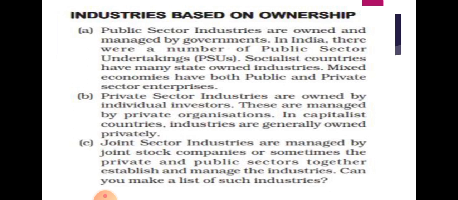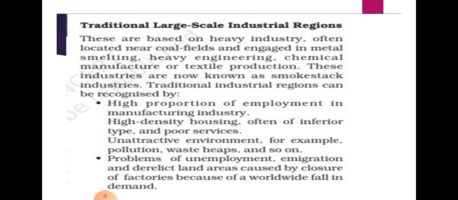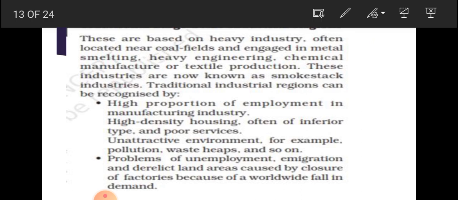Private industrial sector, it is solely owned by individual investors only. Joint industrial sector, this is managed and run by joint stock companies, or sometimes the private and public sectors both together manage and establish this kind of industry. So this is all about the classification of the industry.